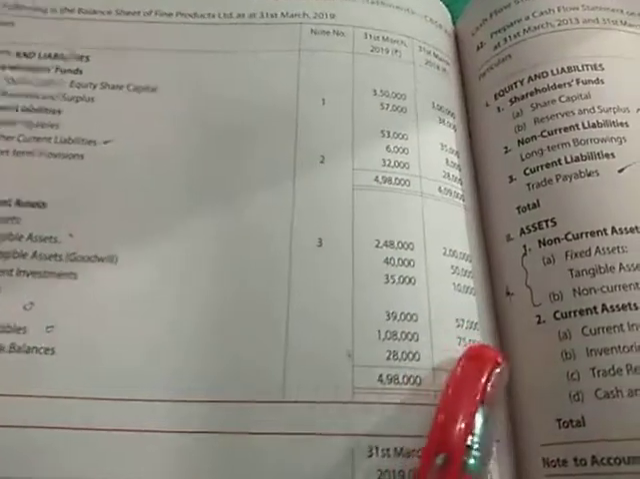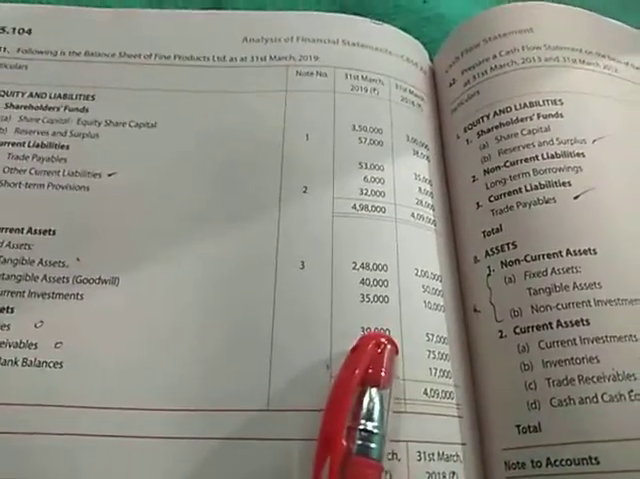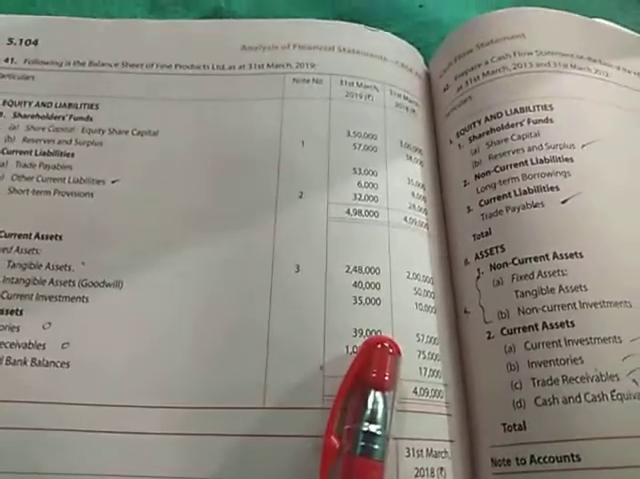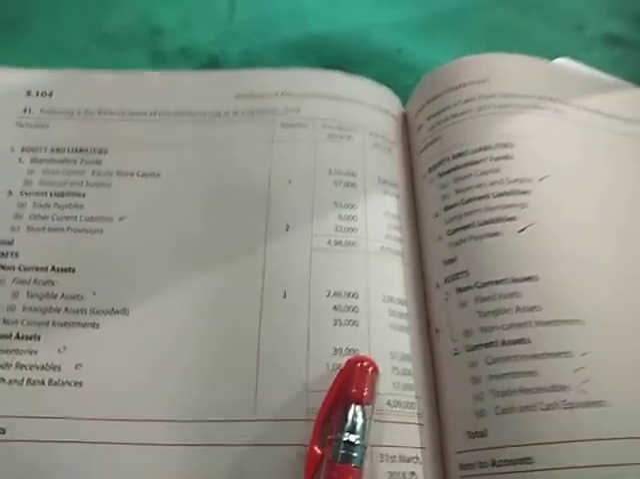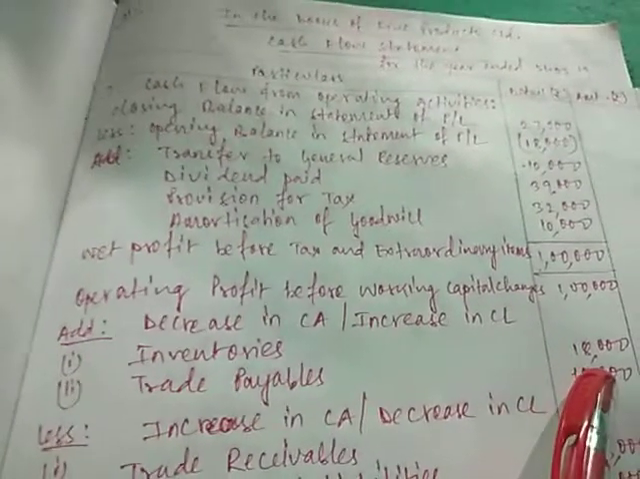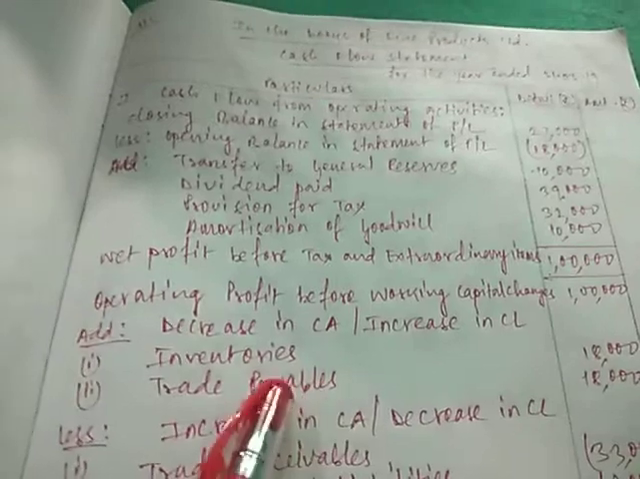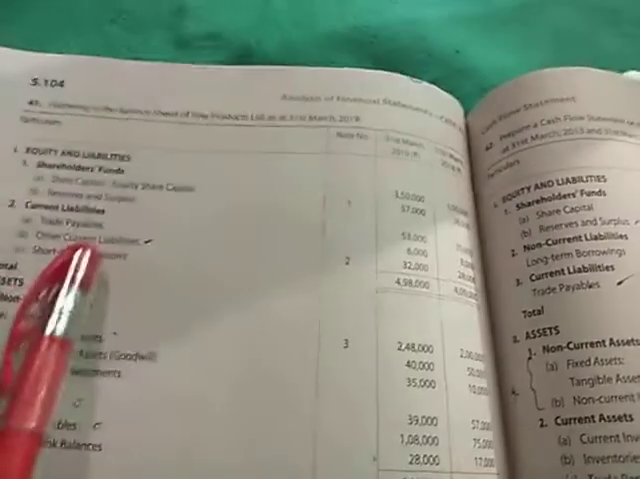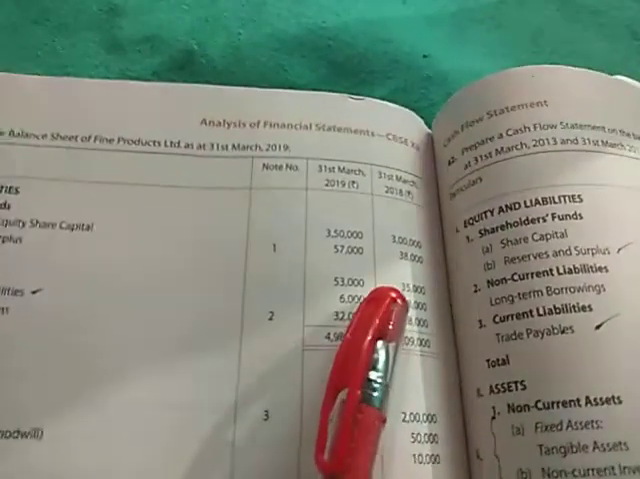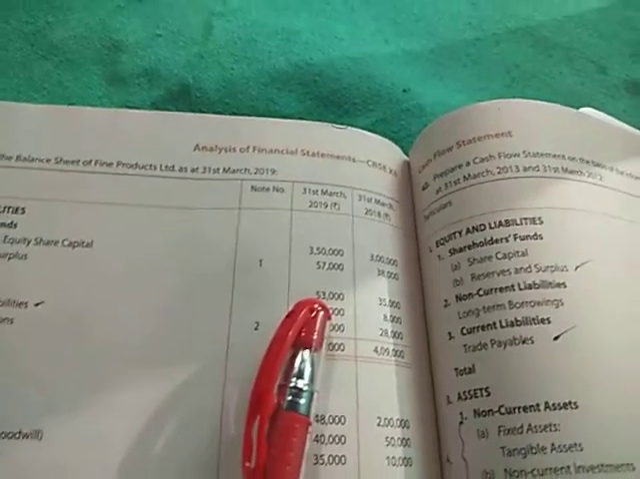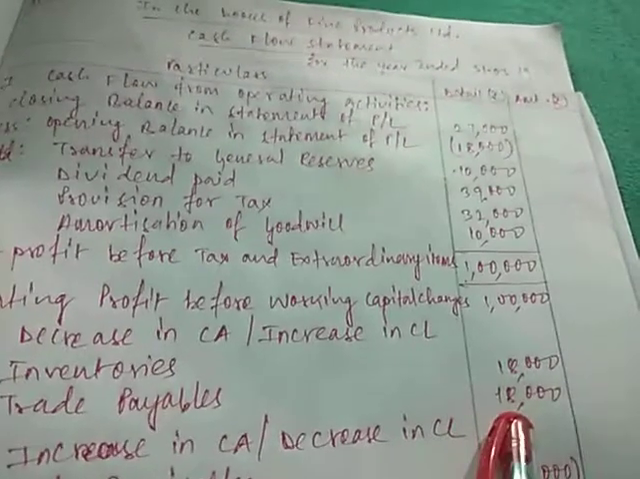Inventories, it was given 57,000 in the previous year and 39,000 in the current year. So it has been decreased by 18,000. So there is a decrease of 18,000 in inventory, that is written here 18,000. Next, trade payable, that is increase in current liability. Let us check whether trade payable have increased. Trade payable have increased from 35,000 to 53,000. There is also an increase of 18,000. So trade payables 18,000 is written here.